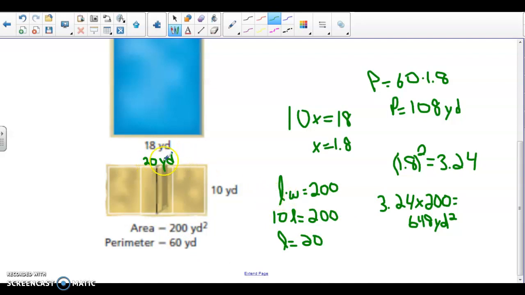So this 20 yards we actually didn't really wind up needing. You could use it if you wanted to. Once you knew that 1.8 was a scale factor, you can multiply 20 times 1.8, which is 36. So this would be 36. You could just use that information then to find the area and the perimeter. So there's two different ways to do it, and either way is fine. But this is what we're doing for today.